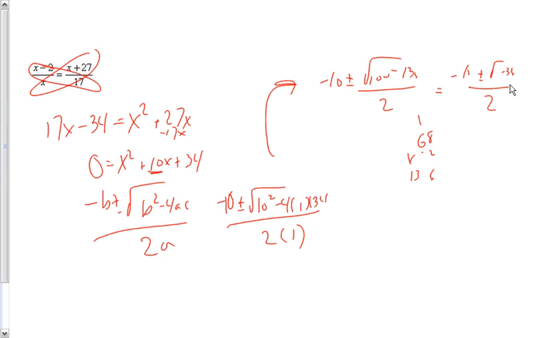As I'm running out of time, the square root of negative 36 is 6i, so negative 10 plus minus 6i over 2. Divide them out by 2, you get negative 5 plus minus 3i. And there you have it. You can see, just practice.